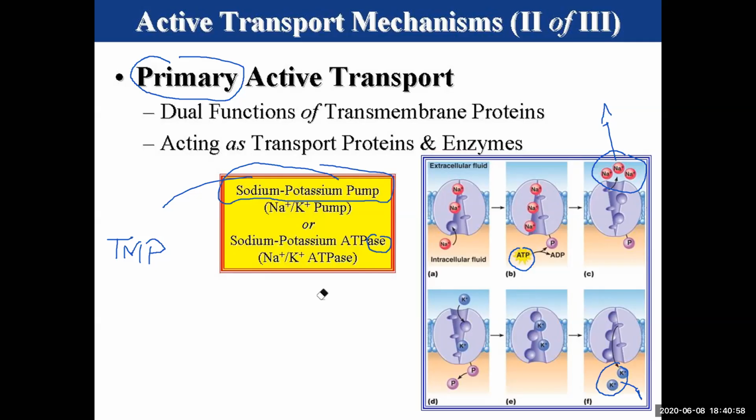So this pump in some cells, for example in our kidneys, spends half of all the energy to maintain this sodium, this important electrolyte. So this ATPase is a very, very expensive transmembrane protein. It consumes ATP to expel 3 sodium and bring back in 2 potassium. And that's an example of primary active transport.